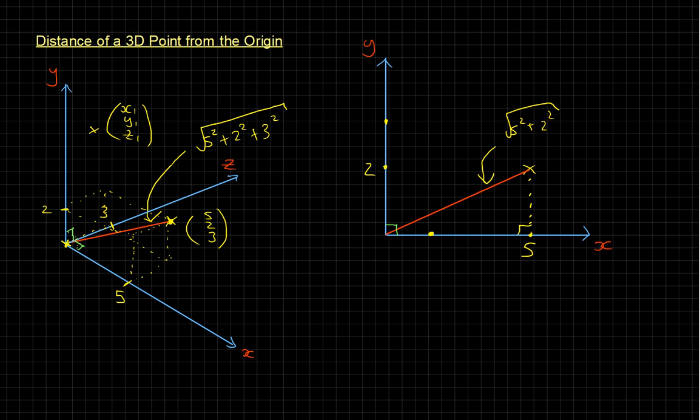It's a 2-dimensional expression for distance. Here I've got 3 terms, 5, 2 and 3. So this is the 3-dimensional expression for distance. But square root and squaring, it's always the same thing, right?